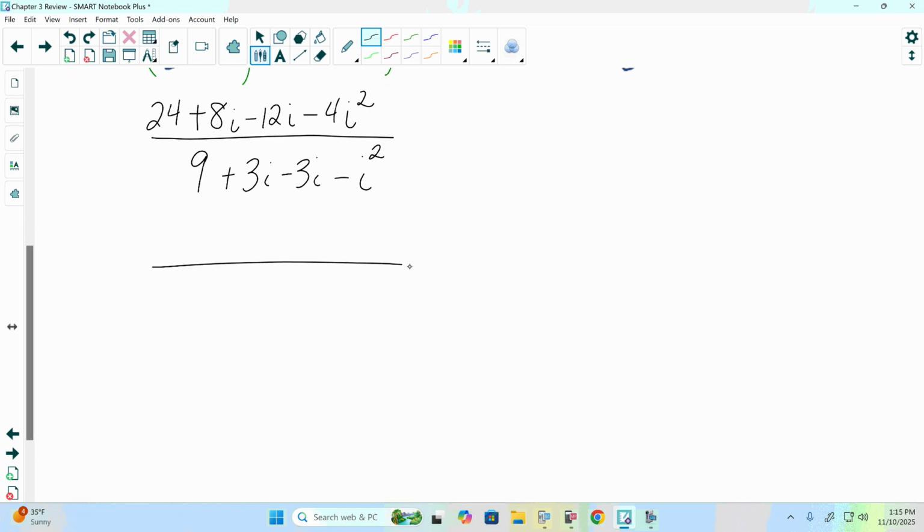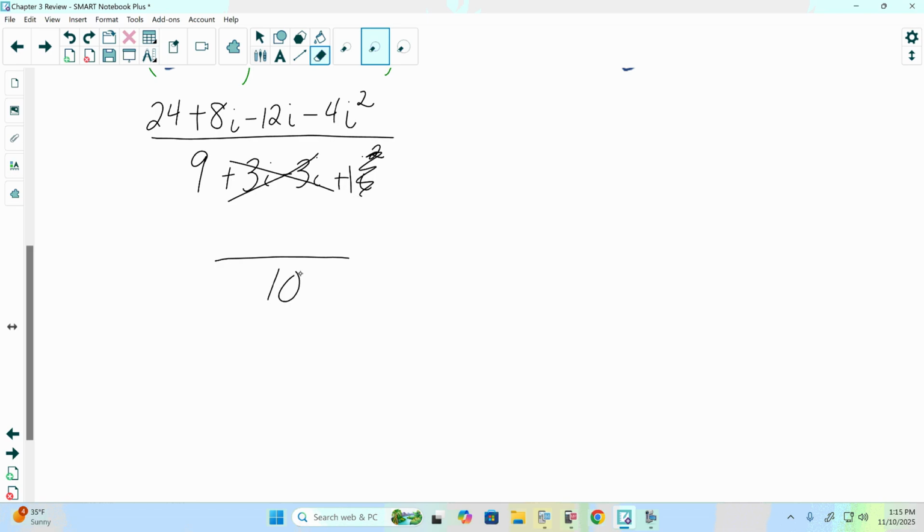On bottom, probably don't need that big of a fraction bar. 3i, negative 3i will cancel. And really, i squared is negative 1, so negative i squared is just going to become plus 1. So on bottom, we have 9 plus 1, which is 10. On top, well, negative 4i squared is the same as just plus 4. 24 plus 4 is 28.